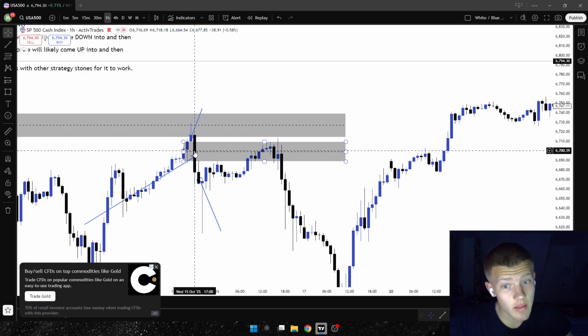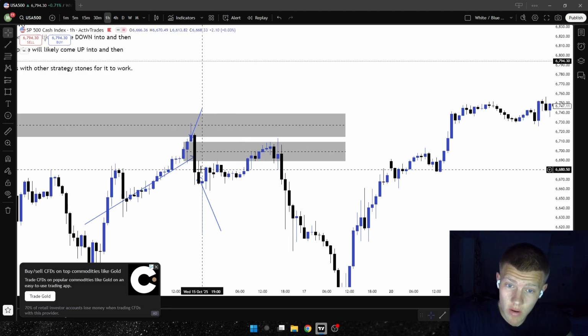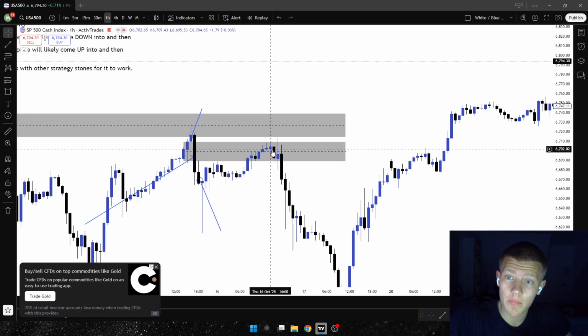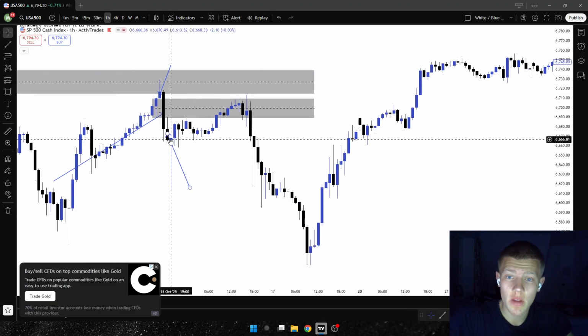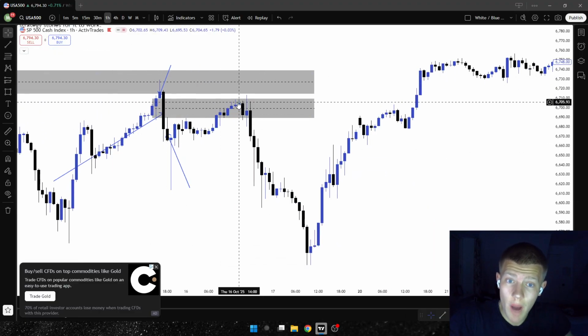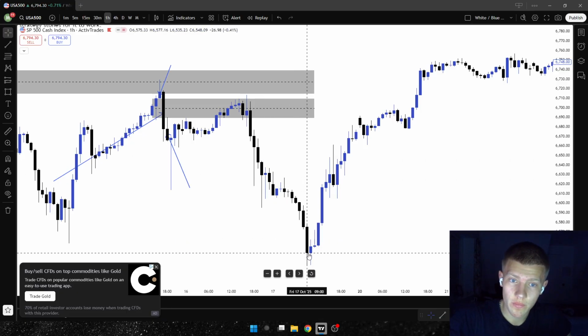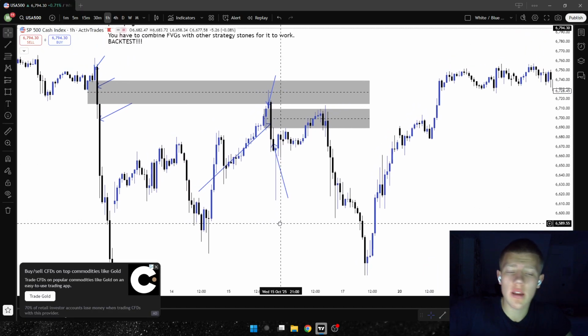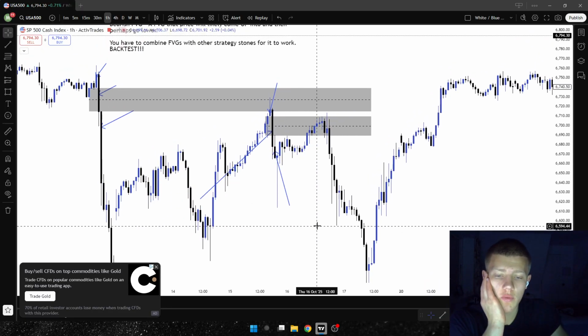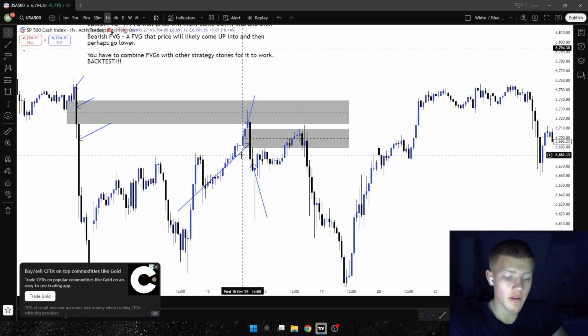But we create this new fair value gap. We go down, create the fair value gap, then we come up again. This is a bearish fair value gap, which means we will go up in it and then go lower perhaps. We create a bearish fair value gap, we go up in it, and then we go lower. That is another one. That is actually another one. Pretty good examples we have here.